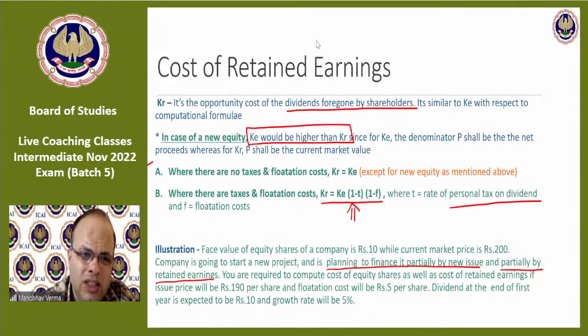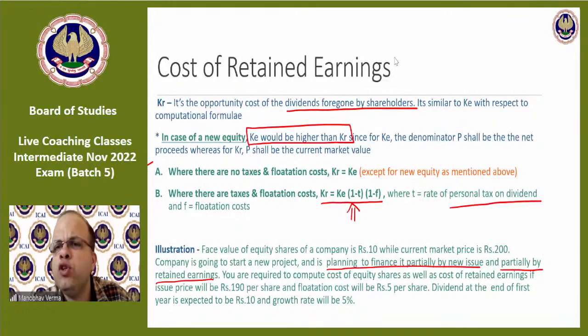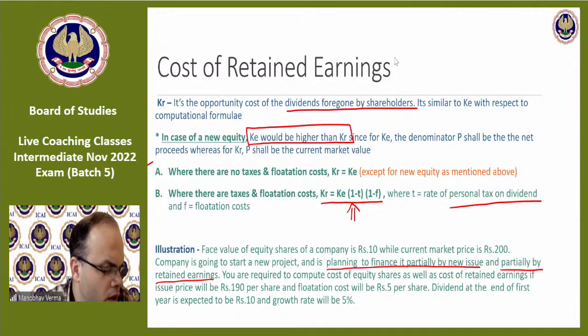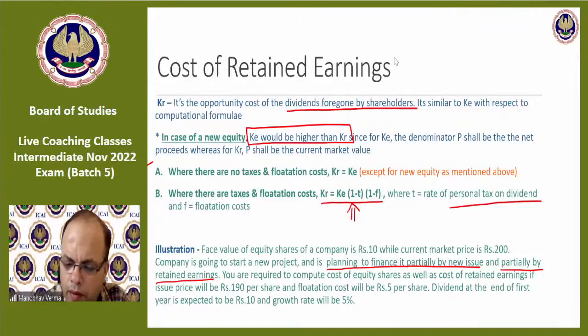So what do you guys think? How should we proceed in this case? We need to calculate cost of equity and cost of retained earnings. First question here is, can we say that cost of equity should be equal to cost of retained earnings in this example? Yes or no? That is my first question to all of you. Let's see your responses. Okay, I'm getting mixed responses till now. Let's see what you guys have to say.